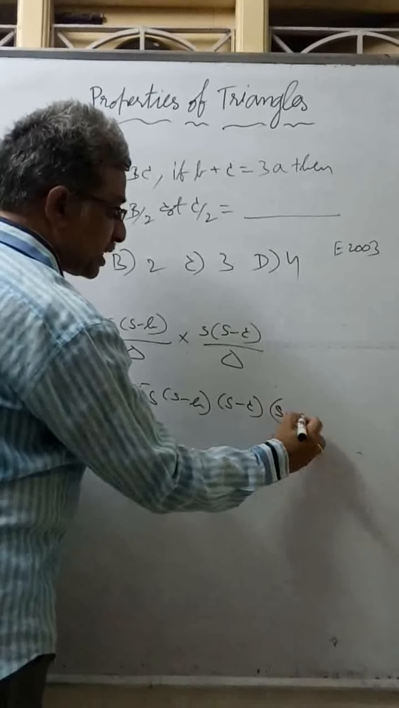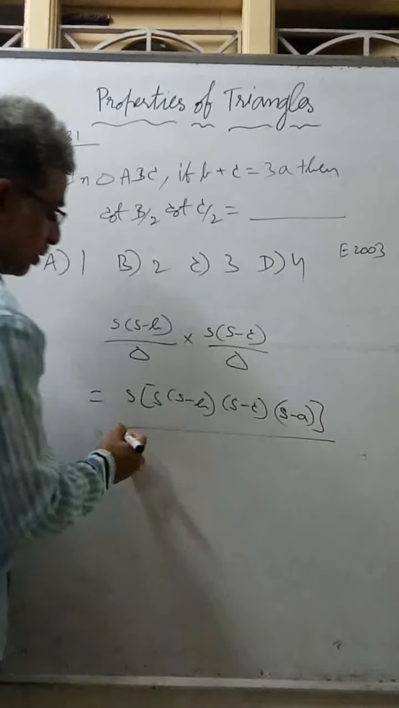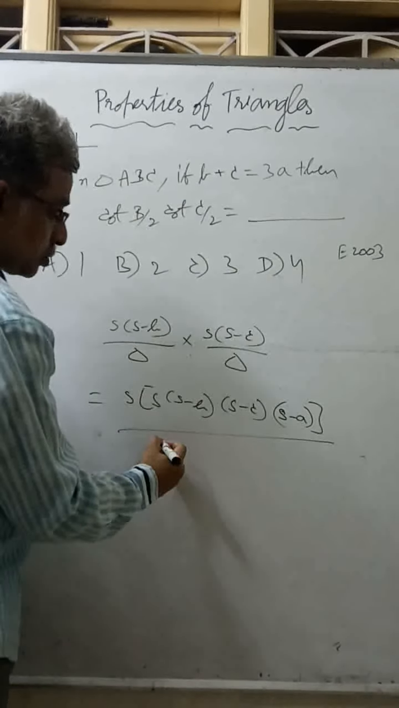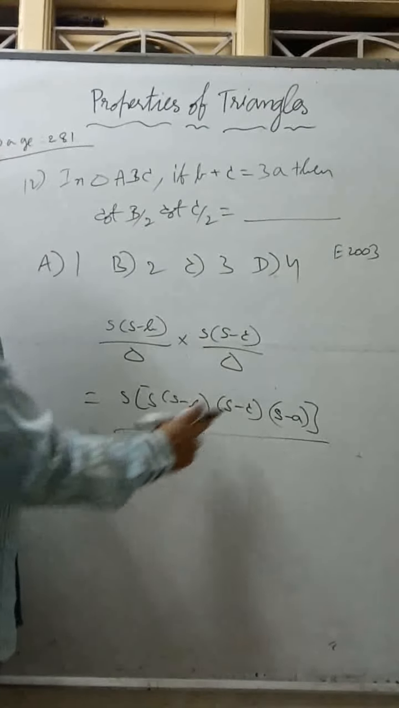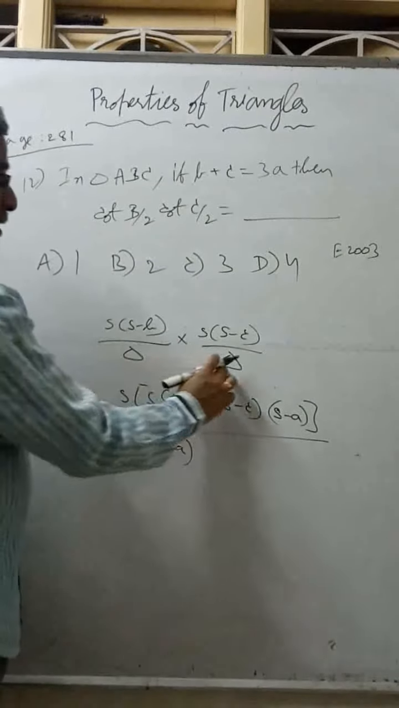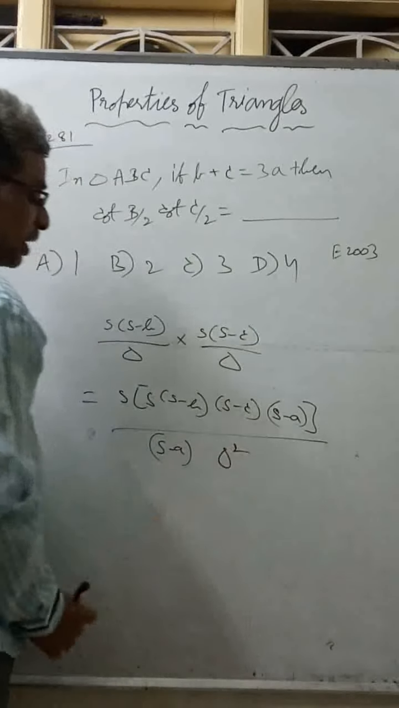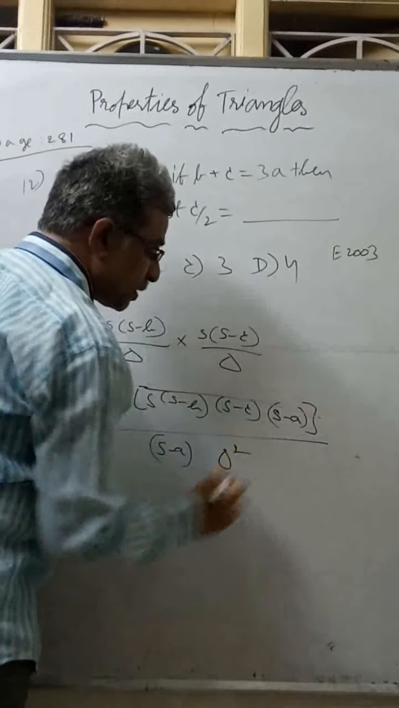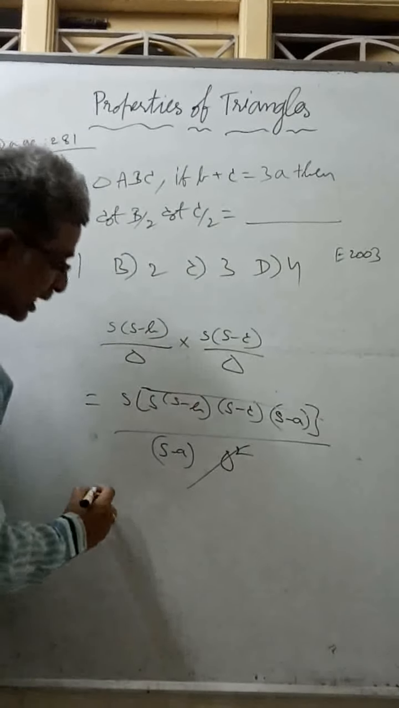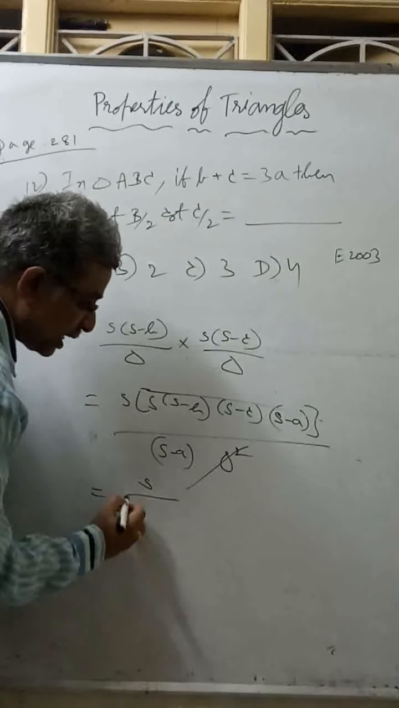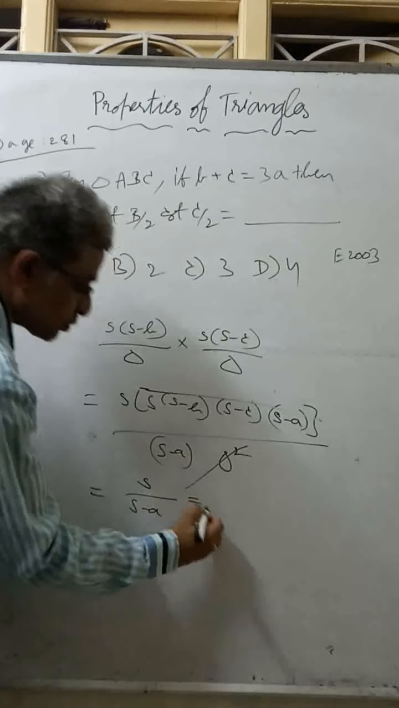If I multiply with s minus a in both numerator and denominator, the value will not change. Why am I multiplying this? s into s minus a into s minus b into s minus c is delta square. So that delta square got cancelled, and now I got s by s minus a.